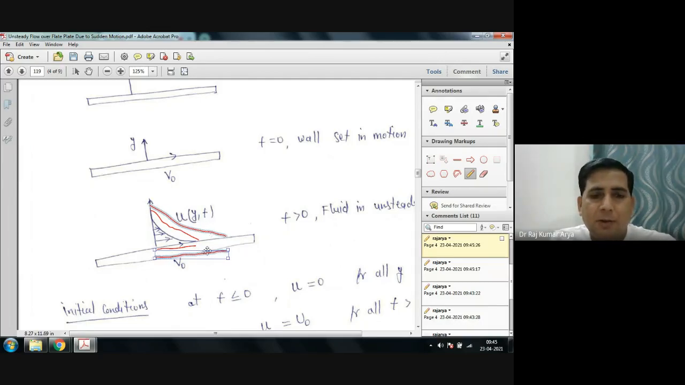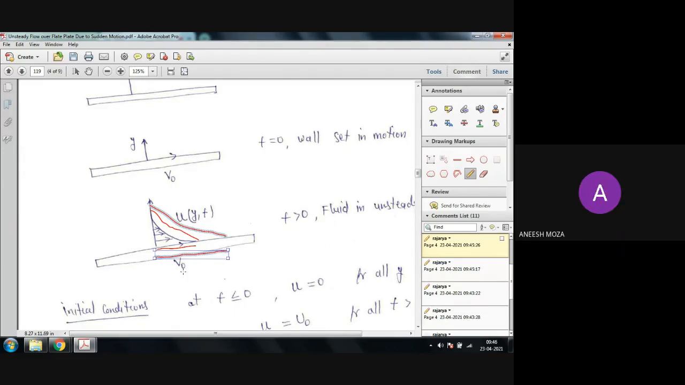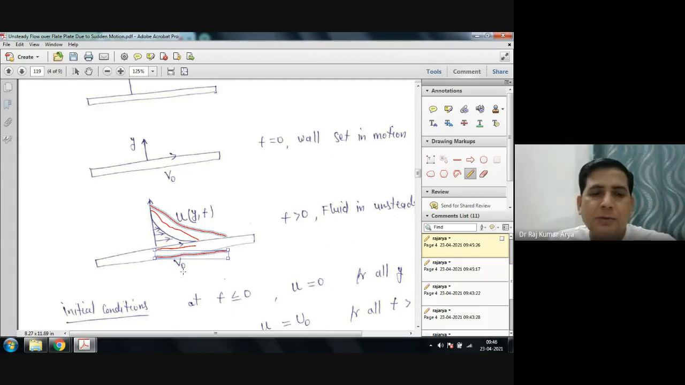You have started that plate with some velocity v naught or u or some velocity. So at time t greater than zero, the fluid in contact with the plate will gain the velocity v naught only, right? So no matter how long you drag the plate, the fluid in contact with the plate can never gain any velocity which is more than the plate velocity. Yes or no?